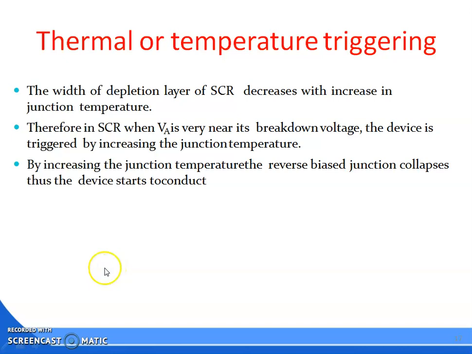So now the second method, that is thermal or temperature triggering of SCRs. The width of the depletion layer of the SCR decreases with the increase in junction temperature. Therefore, in an SCR, when VA, where VA means anode voltage, is very near its breakdown voltage, the device is triggered by increasing the junction temperature. By increasing the junction temperature, the reverse biased junction further collapses, and thus the device starts to conduct.